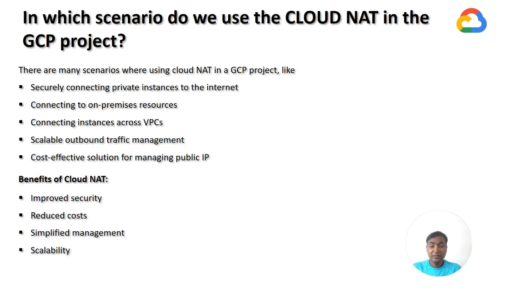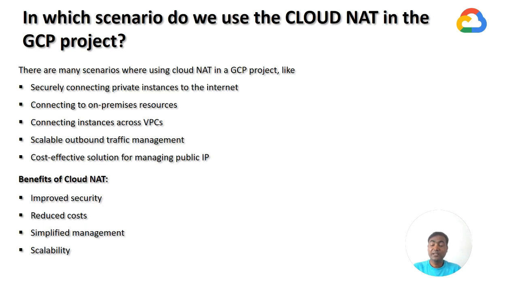Guys, securely connecting private instances to the internet. This is the most common use case. If you have instances without public IP addresses that need to access external services like APIs or other websites, Cloud NAT provides a secure and efficient way to achieve that. By translating their private addresses to the public IP from the NAT gateway, you avoid exposing the instances directly to the internet, reducing the attack surface and improving security.